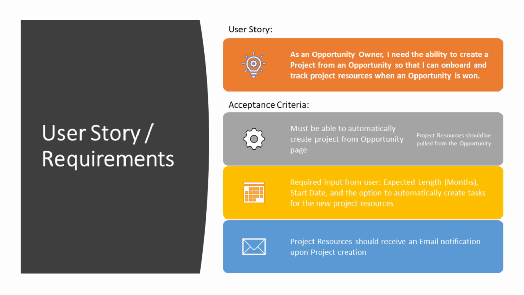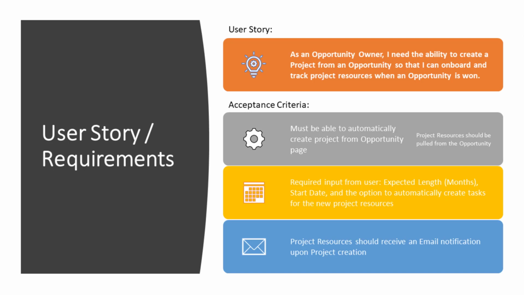So our user story today is, as an opportunity owner, I need the ability to create a project from an opportunity so that I can onboard and track project resources when an opportunity is won. Right off the bat, I can tell that the running user is going to be the opportunity owner. And also we're going to be creating a record within Salesforce, a project record, which is a custom object that we've created within this org from the opportunity page layout. And then we're also going to be doing something with the project resources of that opportunity.